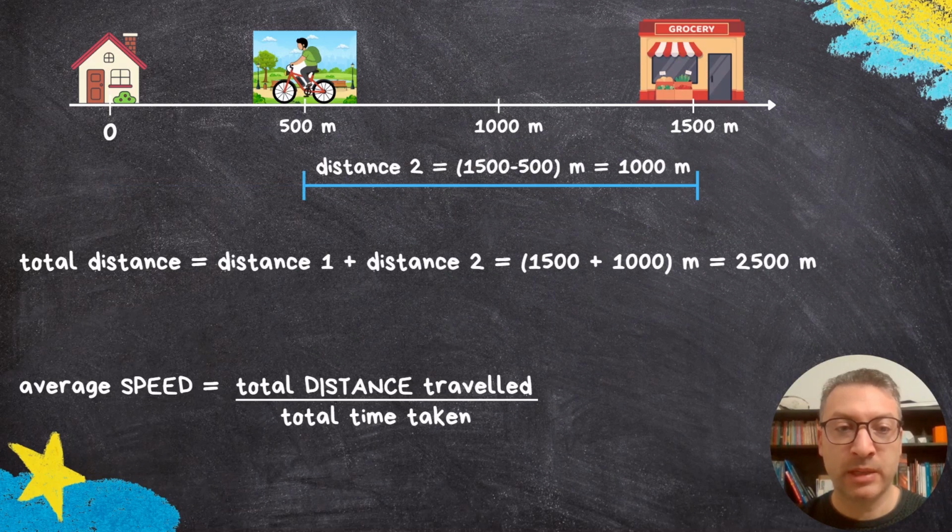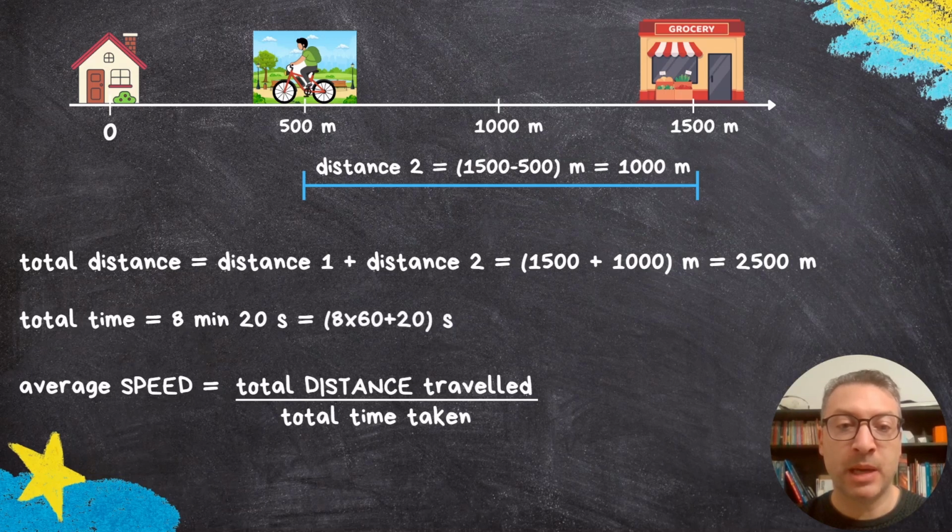The total time taken is known, it is 8 minutes 20 seconds, but to calculate speed we need to transform this into seconds. That is very easy to do because 1 minute equals 60 seconds. So to calculate the total time you have to do 8 times 60 plus 20, and if you do the maths that equals 500 seconds. So the average speed is 2500 meters divided by 500 seconds, and the result is 5 meters per second.